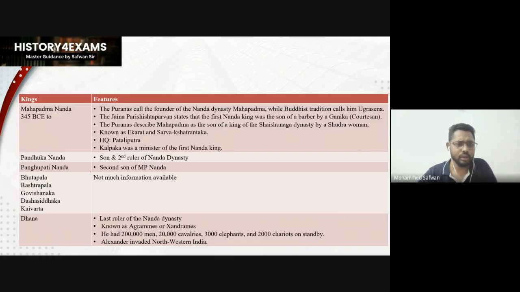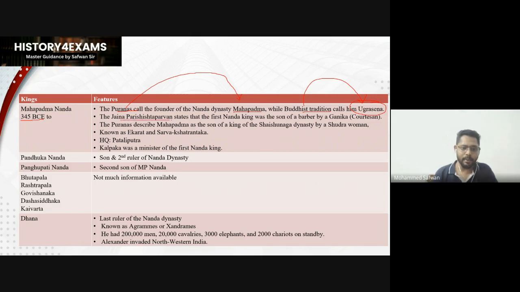Anyhow, regarding the kings, Mahapadmananda, 345 BC. The Puranas call him Mahapadma, and the Buddhist tradition calls him Ugrasena. That's why we have 2 titles. The Puranas call him Mahapadma, and according to Buddhism he is known as Ugrasena. So you have to learn both of the names.